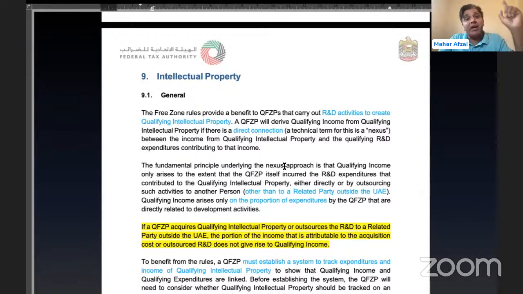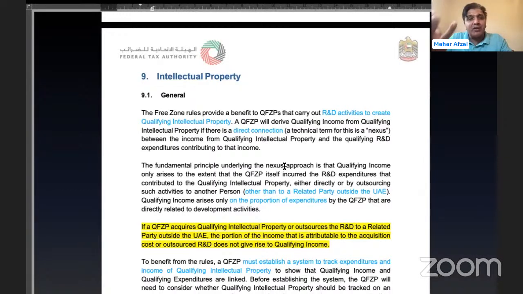They have written the objective basically. We need to try to understand the essence behind this. The essence is you need to do R&D. While doing the R&D, you can outsource activities, the core income generating activities, within the free zone, within the UAE, or to any other party which is not your related party out of the UAE.